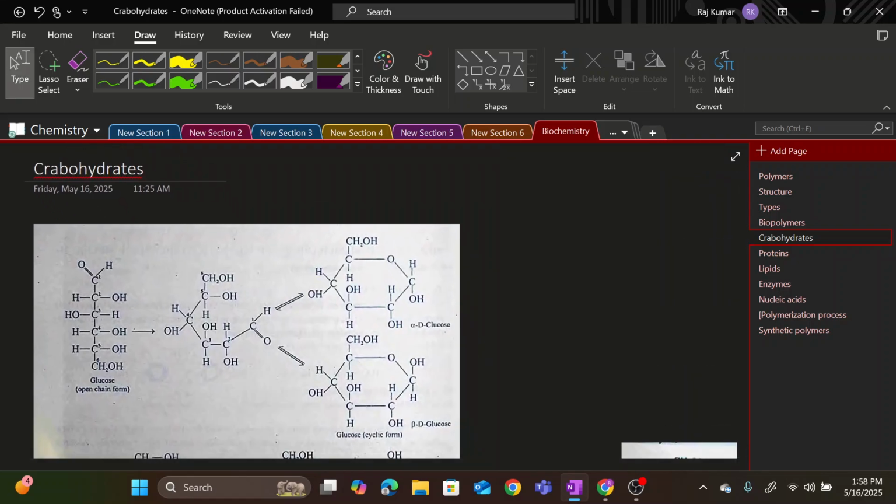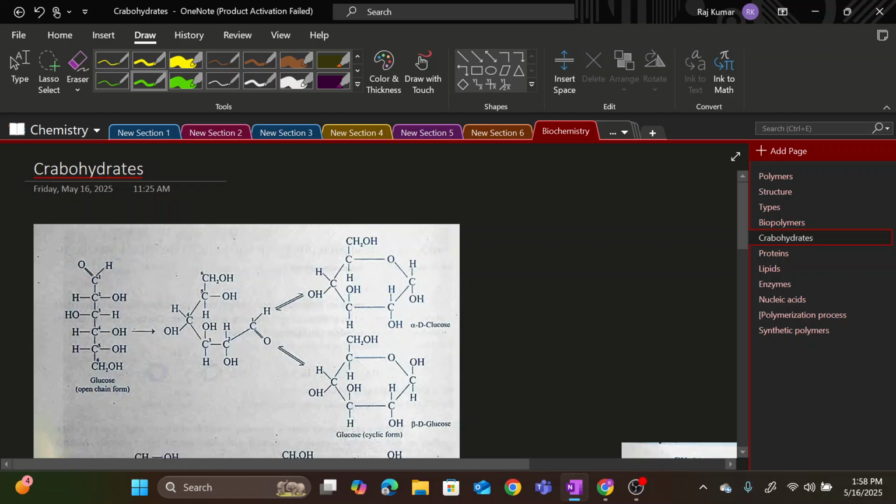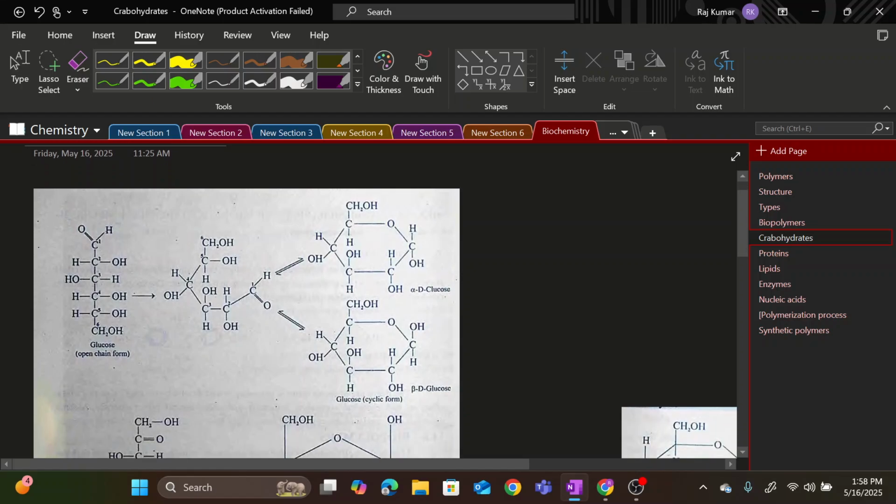These are hydrates of carbon, and they have the general formula CnH2nOn, where the hydrogen to oxygen ratio is 2:1. They are also known as sugars or saccharides because they are sweet in taste. An important fact about carbohydrates is that they are found in both cyclic as well as open chain structures.